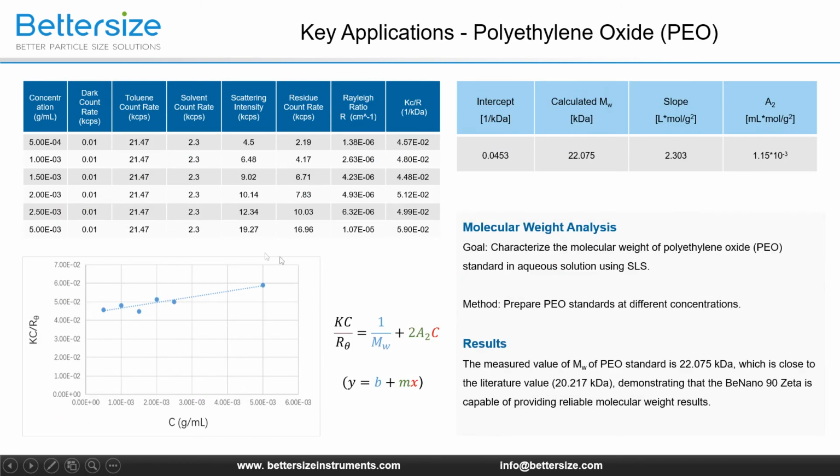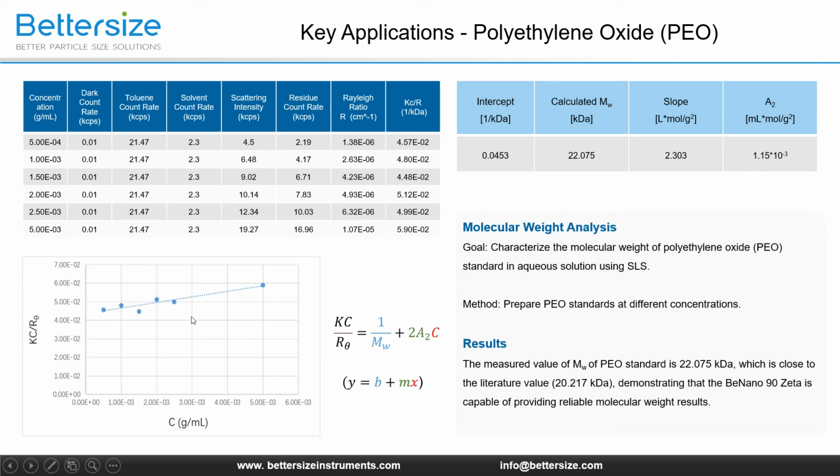In this application, the Binano 90Z was utilized to characterize the molecular weight of a PEO, polyethylene oxide, dissolved in water using SLS method. PEO aqueous solutions were prepared at different concentrations and then filtered for measurement. The scattering intensity of PEO solutions were detected at 90 degrees with various concentrations.